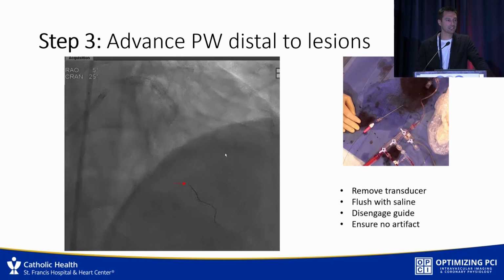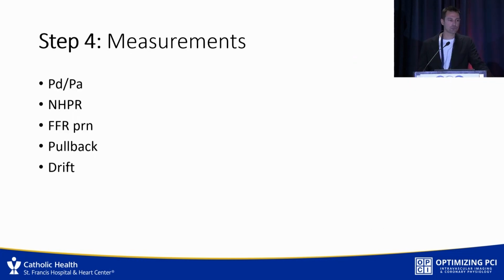Then at that point, you advance your pressure wire. You want to make sure that sensor's distal to the lesion. At this point, you've removed the transducer. If you've taken a puff to see where you are, you want to get the contrast out. Contrast is hyperemic. You want to get it out of the system. So you need to flush with saline and wait till you have a steady state. Then you take your measurements.